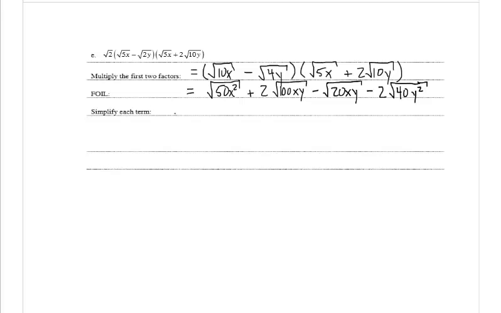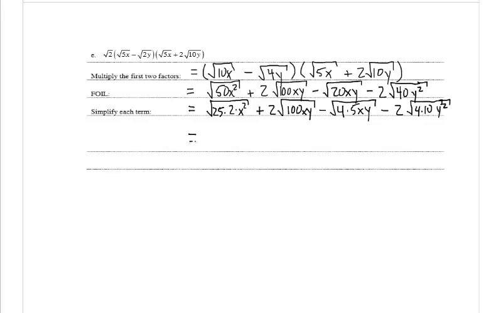And now they want us to simplify each term. So we have the square root of 50x squared could be written as the square root of 25 times 2 times x squared plus 2 times the square root of, now 100 is already a perfect square, so we don't have to rewrite it, minus the square root of 4 times 5xy minus 2 times the square root of 4 times 10y squared.